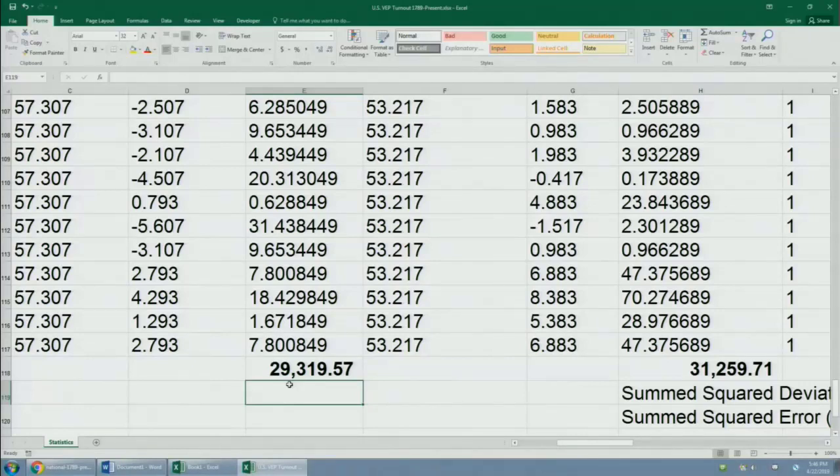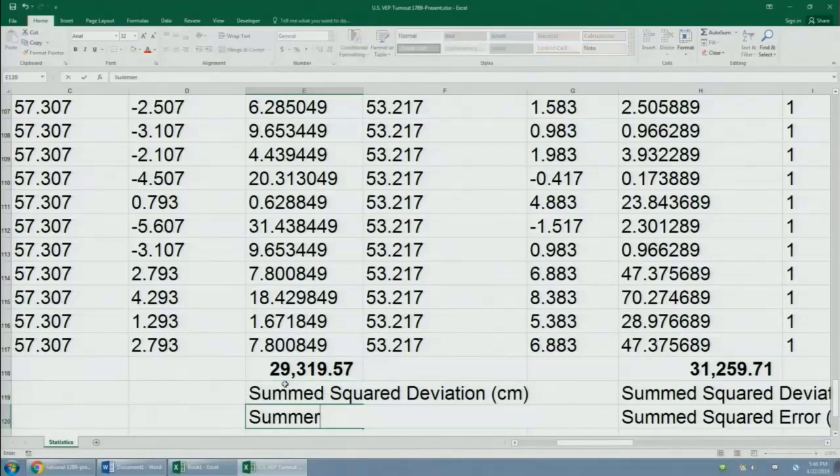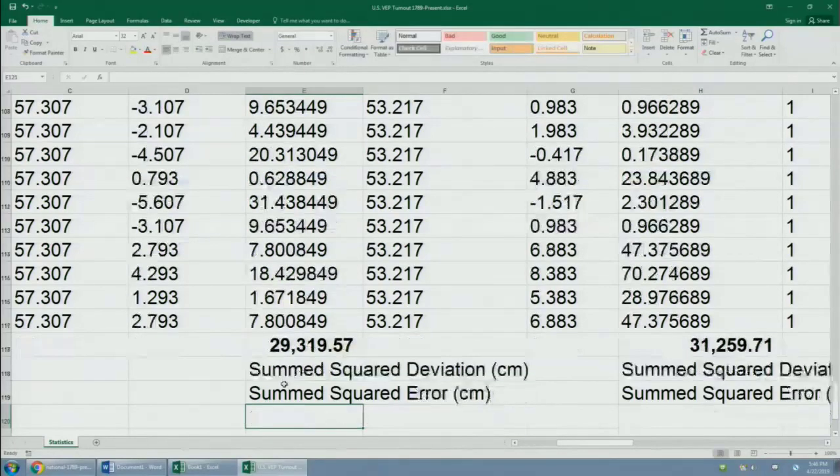Good. That is less. The summed squared deviation for contingent means is less. The summed squared error, the amount by which we're wrong, is decreased. We just, by adding this one variable, did something really cool.